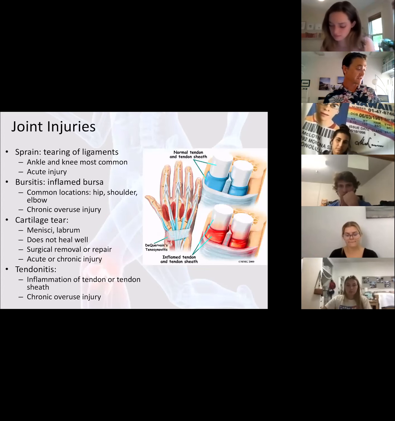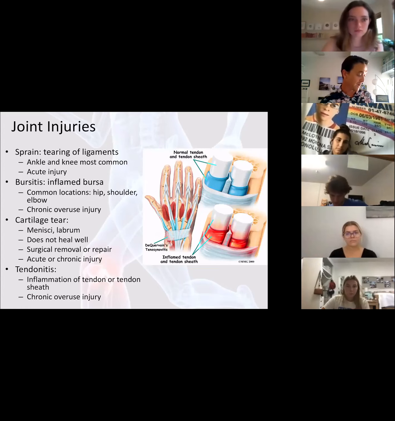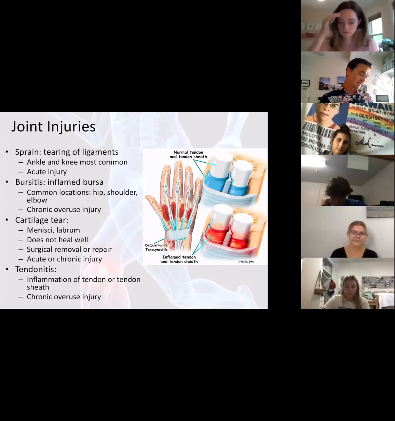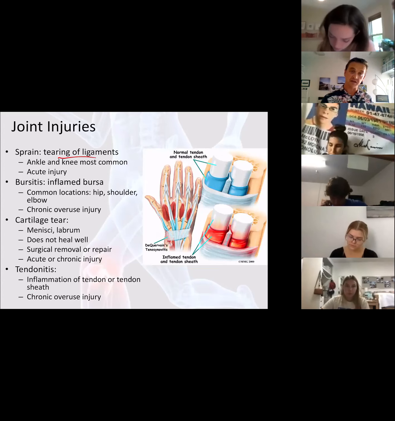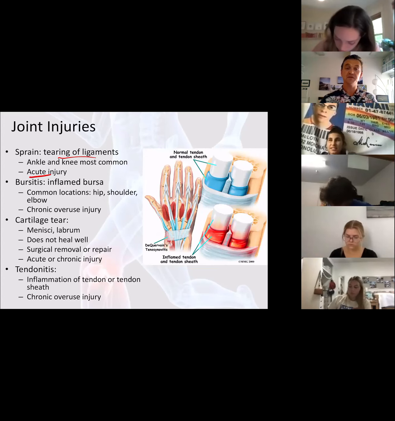All right. I've been mentioning most of these joint injuries along the way, but let's just review them here. A sprain is a tearing of ligaments. Ankle and knee are most common for sure. This is what's known as an acute injury. The difference between a chronic and an acute injury is that with an acute injury there was just one thing that happened and the injury happened right there.